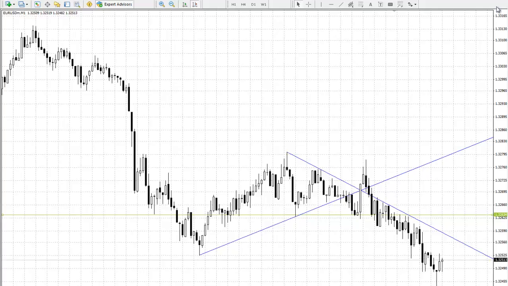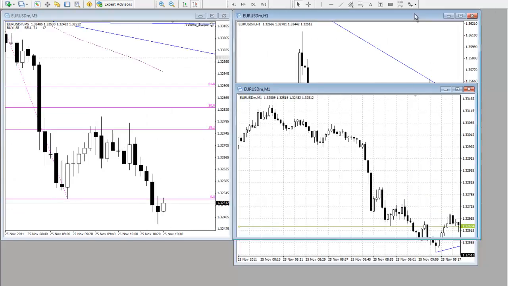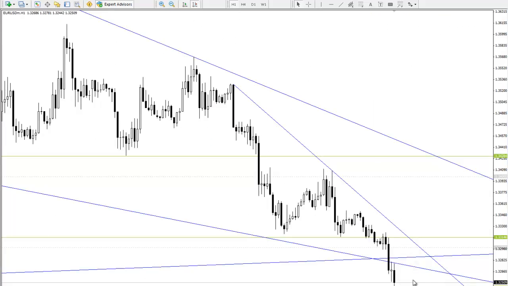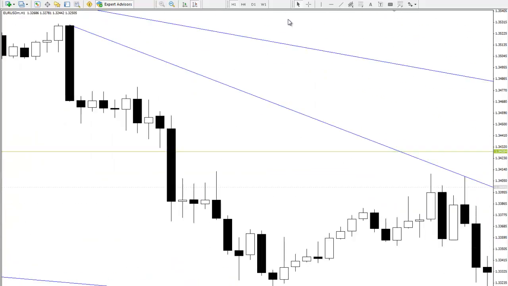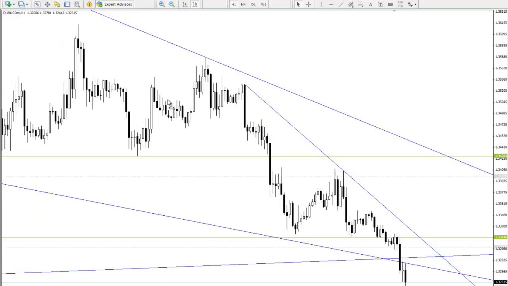past this low. So originally my target would have been essentially this horizontal level right here, which we just came in and tagged. So you can see that. Let me zoom out again real quick.